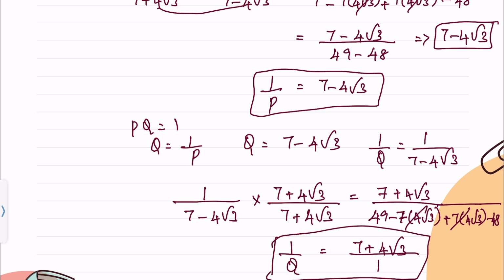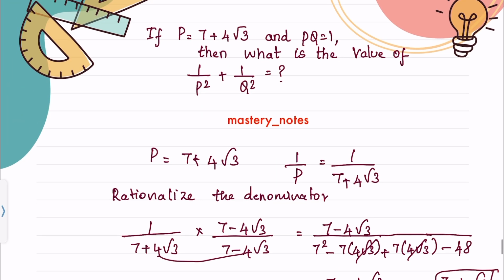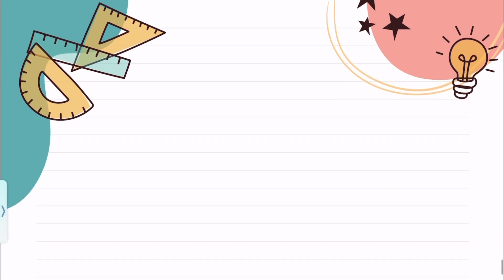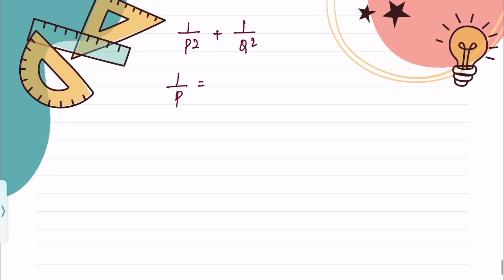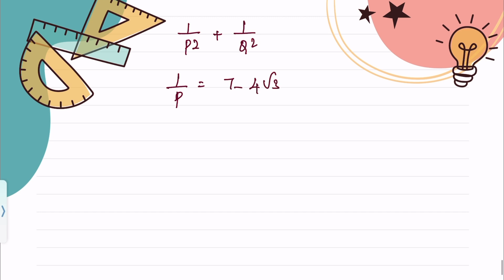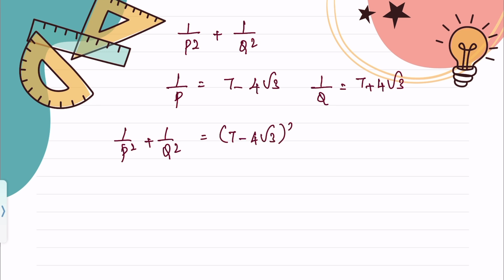Okay, now we have both the values. They are asking us to calculate the value of 1 by P square plus 1 by Q square. So 1 by P was 7 minus 4 root 3 and 1 by Q is 7 plus 4 root 3. So let us square it on both sides. So 1 by P square plus 1 by Q square is equal to 7 minus 4 root 3 the whole square plus 7 plus 4 root 3 the whole square.